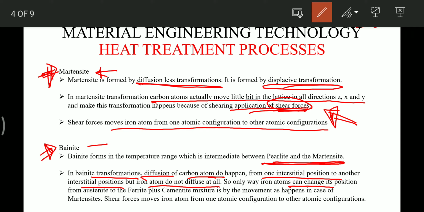The iron atoms are moved with the help of the shearing force. So basically the iron changes position from austenite to ferrite plus cementite by the movement which happens in the case of martensite. The shear force moves the iron atom from one atomic configuration to another. So the bainite structure is formed by a combined transformation of diffusion plus displacive, whereas martensite is a diffusionless transformation that takes place because of shearing force.